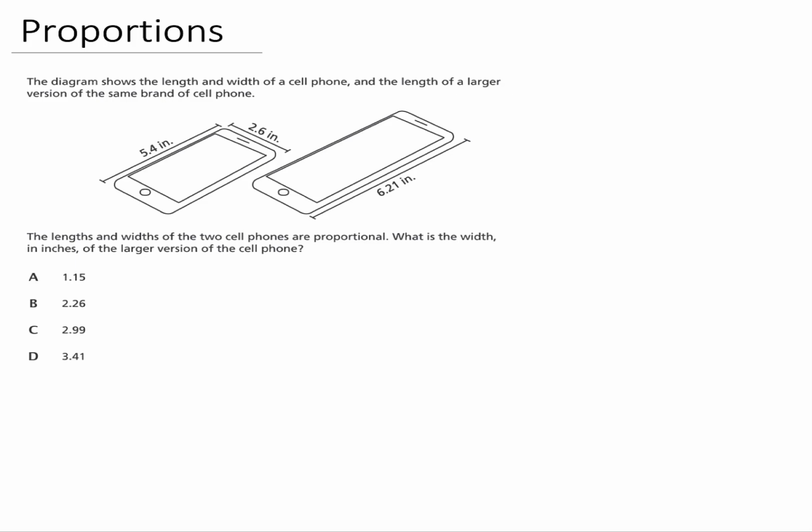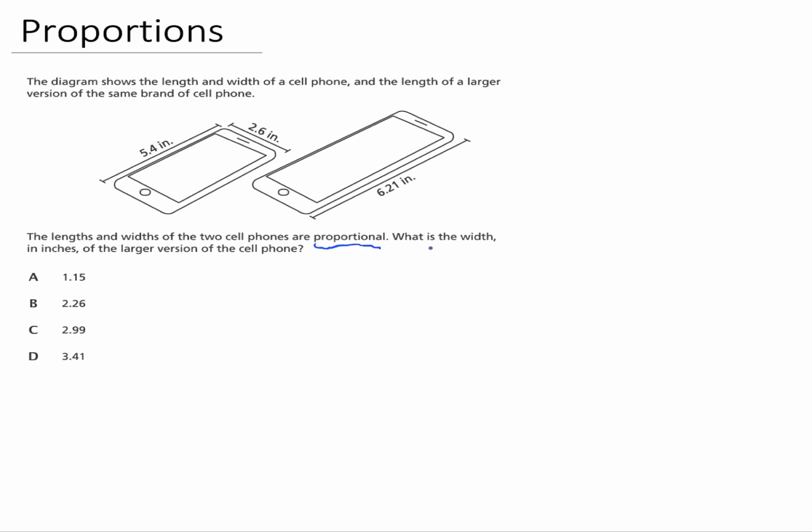Now, a proportion is basically when you have two fractions equaling each other, or sometimes they say two ratios equaling each other. But a fraction and ratio is still the same thing. So the first question I have here says the diagram below shows the length and the width of a cell phone and the length of a larger version of the same brand of cell phone. The length and width of the two cell phones are proportional. So notice here they didn't use similar, they used proportional.